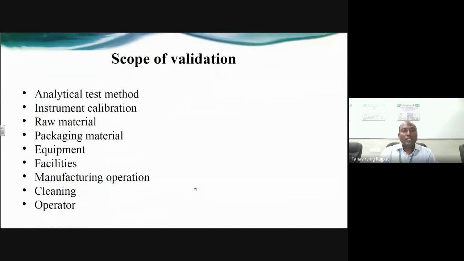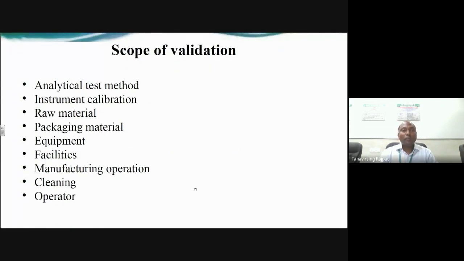Now, next is the scope of validation. Validation is a term that has a wide scope. We can validate the analytical test method, and we can calibrate the instrument. If we are using a raw material or packaging material for the manufacturing of a particular dosage form, then whatever process we use for its testing, we can validate it. Whatever equipment, facilities or manufacturing operation we are using should be validated. Whatever cleaning process we are using should also be validated.